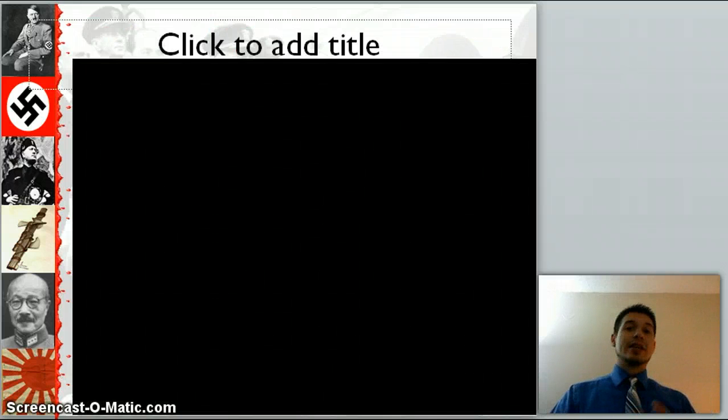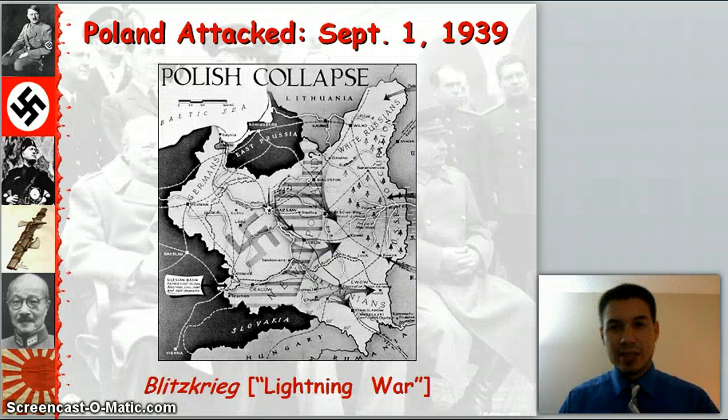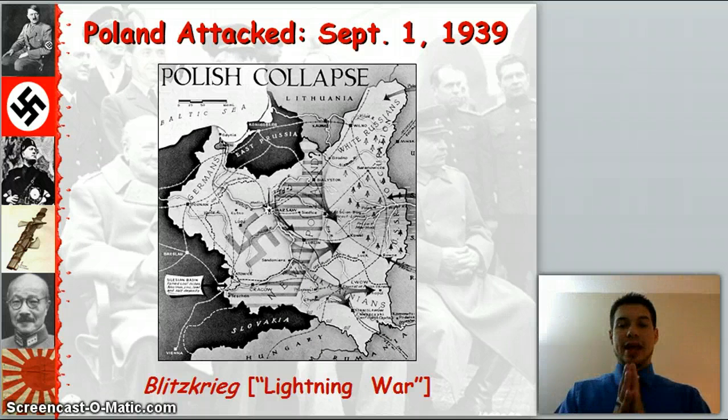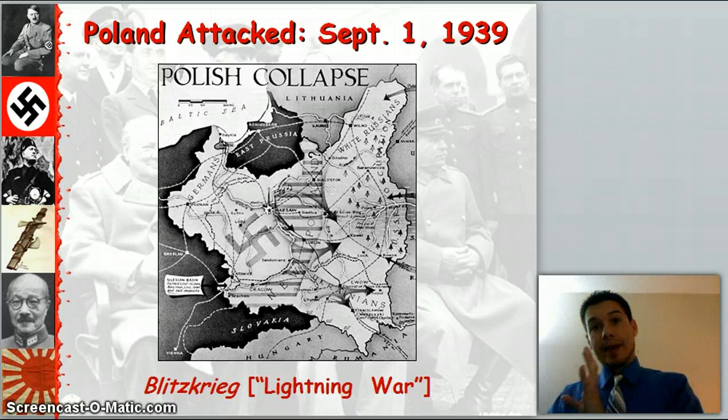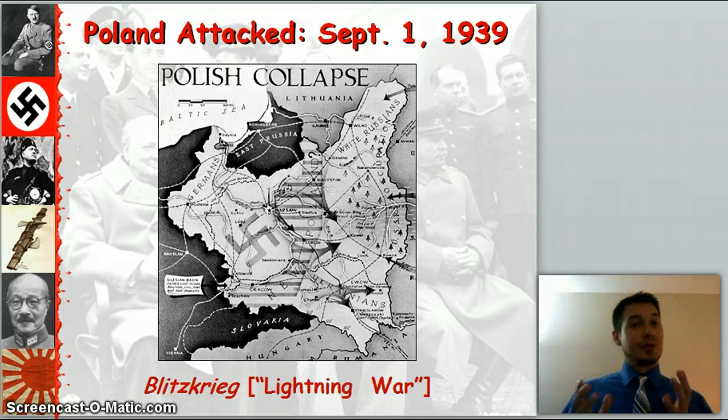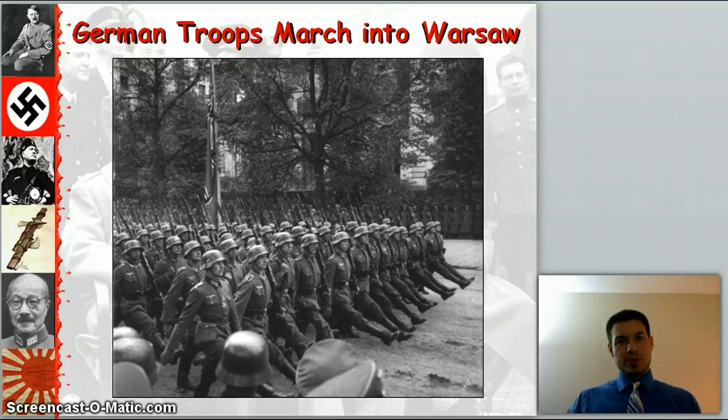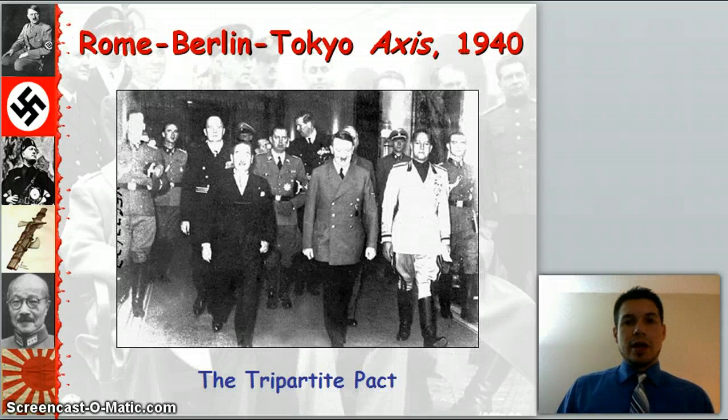So the war begins on September 1st, 1939. Poland is attacked, and he does it through a new way of warfare called Blitzkrieg, where literally he's going to send the planes first, drop all these bombs, weaken the troops, so then he can roll in with the tanks and a whole barrage of troops to then annihilate. And it worked, and it was fast and efficient. Unfortunately, German troops end up marching right into Warsaw.